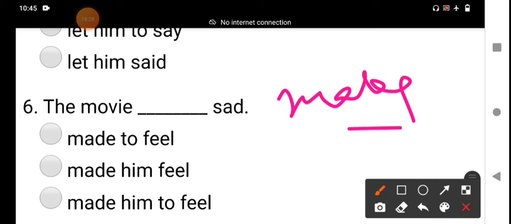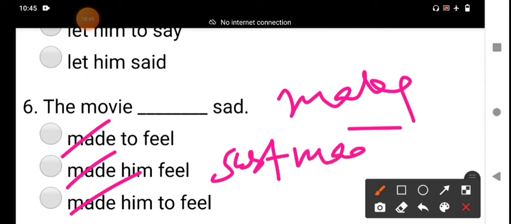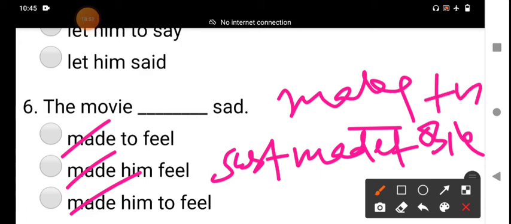Here the structure is, what is the right answer here? It is in the past tense. Made. Make, made. The causative verb structure: subject plus made plus object plus V1. That is the structure. That means which one is the answer?